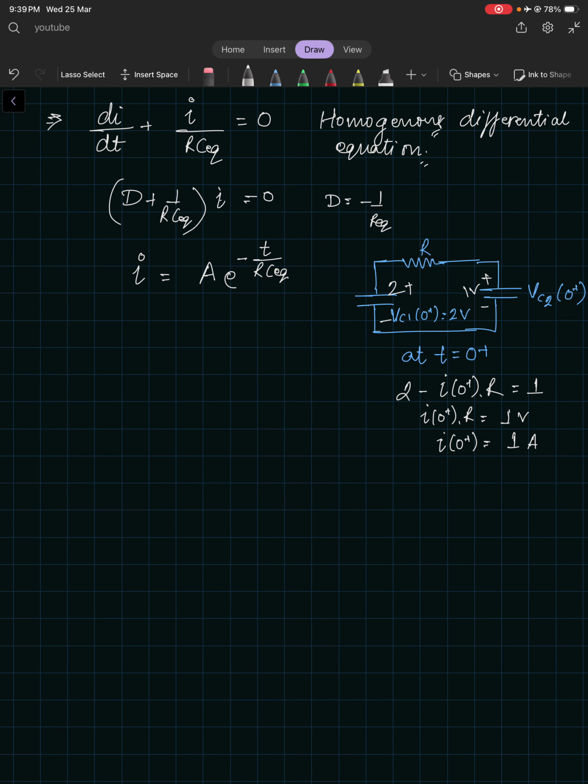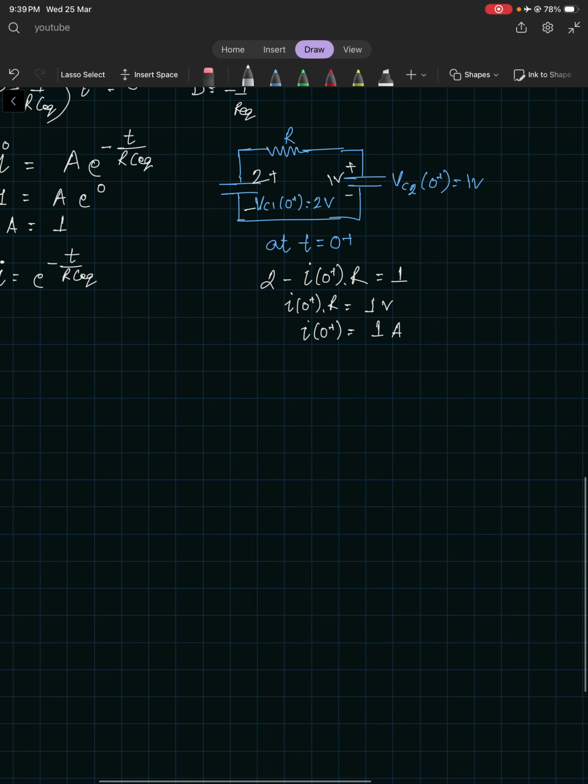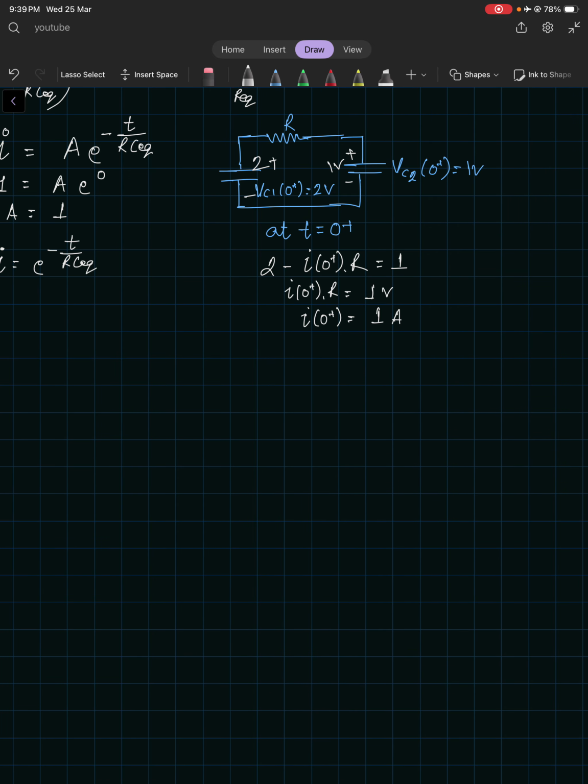So at t equal to 0, it will be 1 equals A e to the power 0. So A is equal to 1. So we have found the value of A. This is simply 1. So I of t is e to the power minus t by R into C equivalent. Let's see what is R into C equivalent. So what is C equivalent?